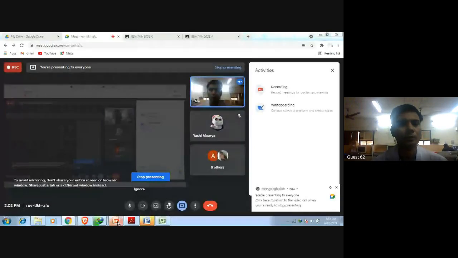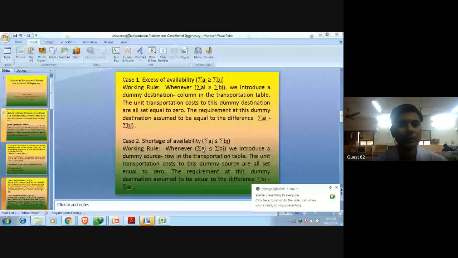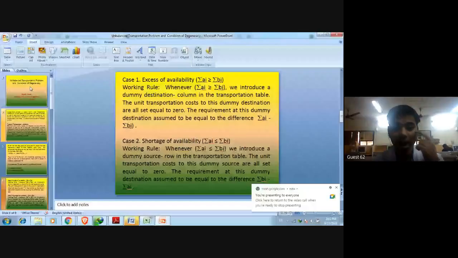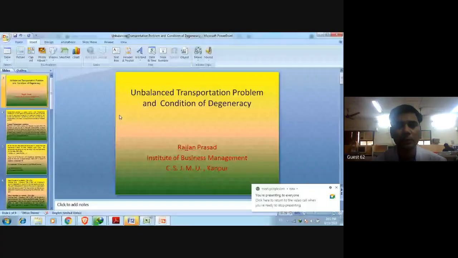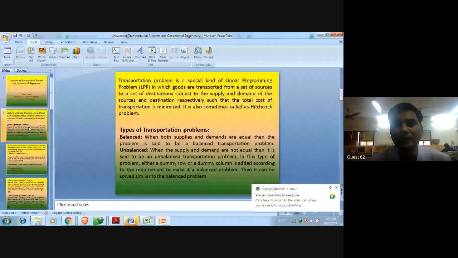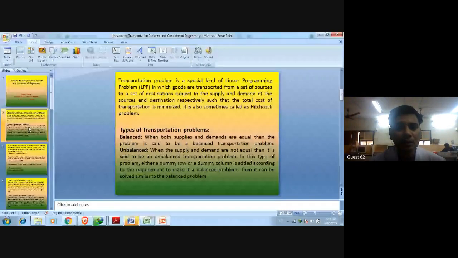So here I'm sharing my screen. You are looking at the title, that is unbalanced transportation problem and condition of degeneracy. Okay, so let's start. Actually, what is the transportation problem? I told you in the previous lecture that transportation is a special kind of linear programming in which goods are transported from a set of sources to a set of destinations.